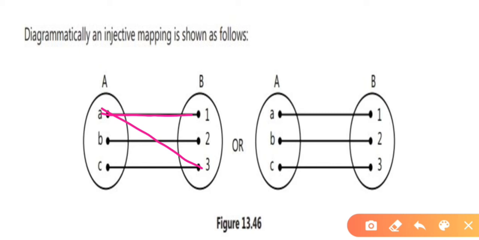Every element of set A has a different image in set B. See here, A has 1, B has 2, C has 3, right? Every element of set A has different image in set B. Got it? It is one-one function.